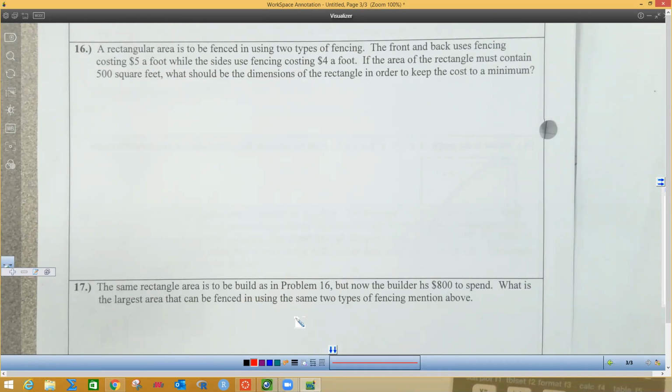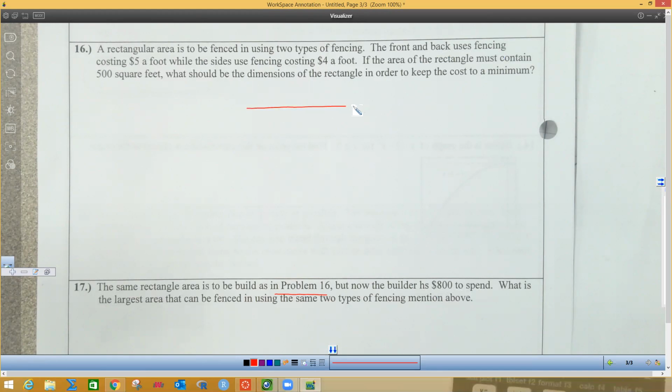I'm using this one because it said, now we're going to do the same rectangle area and build it as in problem 16, but now the builder has $800 to spend. What's the largest area fence? So we're going to do this one up here. A rectangular fence using 2 types of fencing. The front and back uses the fencing costing $5 a foot, while the sides cost $4 a foot.